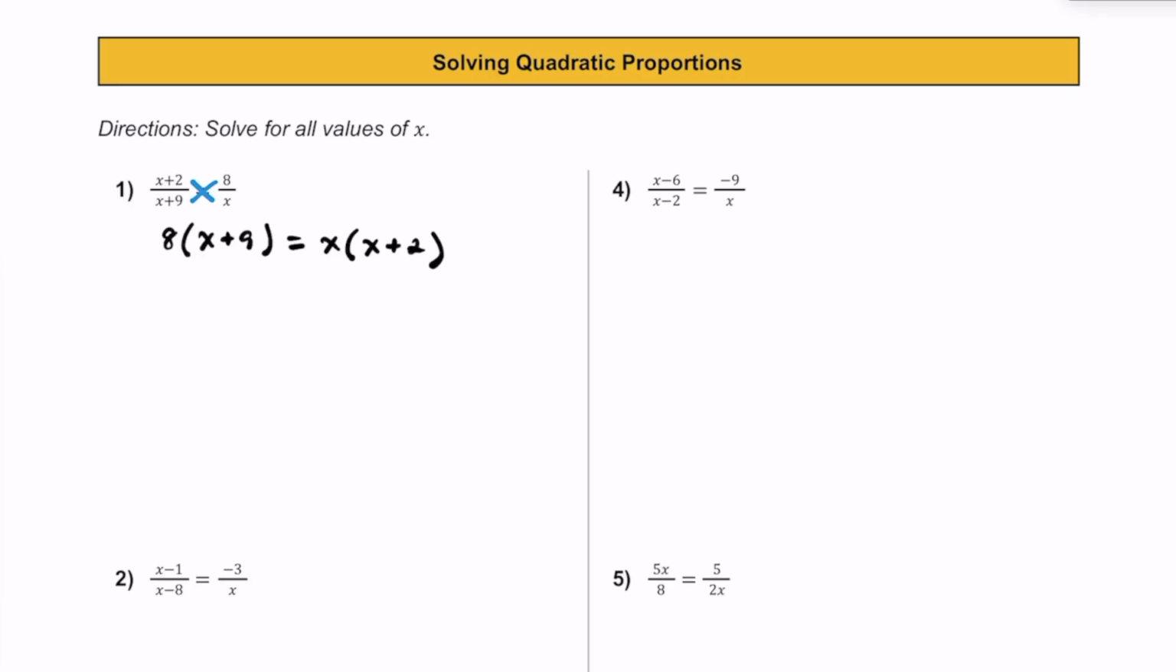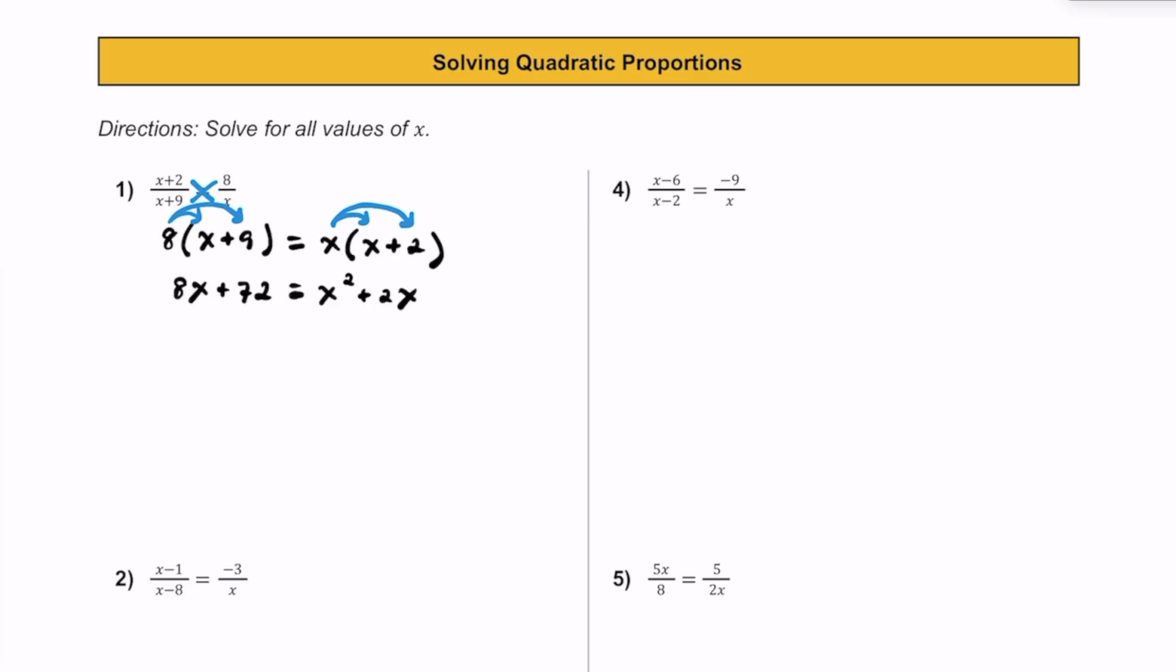All right, so after you find the cross products, the next thing you're going to want to do is distribute. So let's distribute this 8 to the x as well as to the 9. Then distribute this x to this x and to the 2. If we do that, we're going to get 8x plus 72 on the left side, and on the right side, we're going to get x squared plus 2x. You can see because we have an x squared here, we're probably going to need quadratics, right?